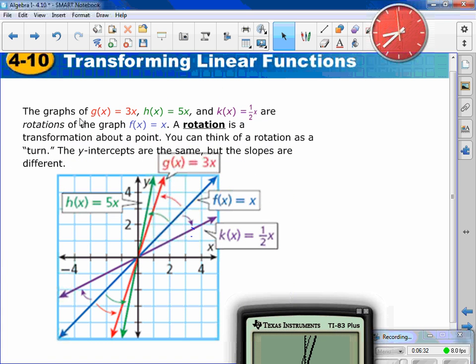The graphs of y equals 3x, 5x, 1/2 x are all rotations of y, or f of x, equals x. So what makes a rotation? What's affecting it? The slope. The y-intercept is the translations. The slope is your rotations. So if I change the slope, I am changing the rotation.